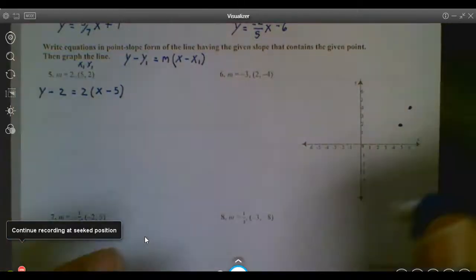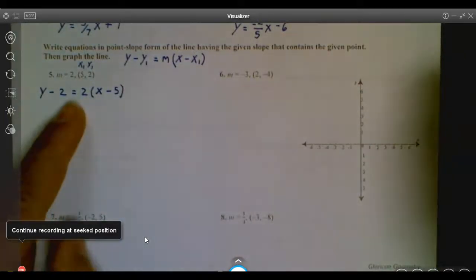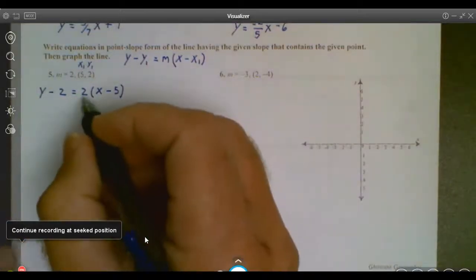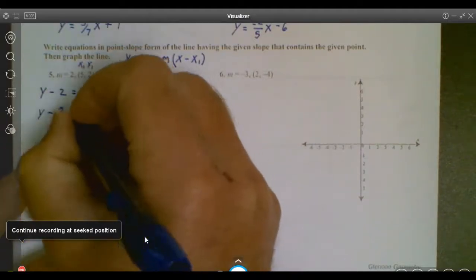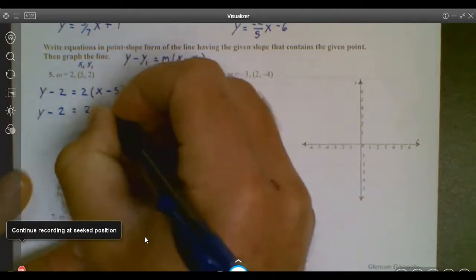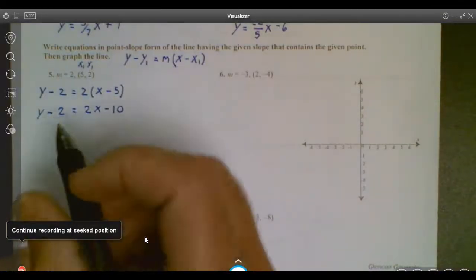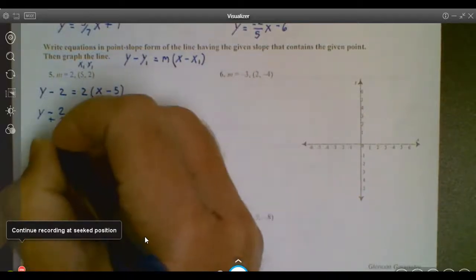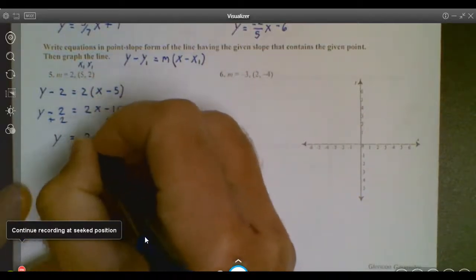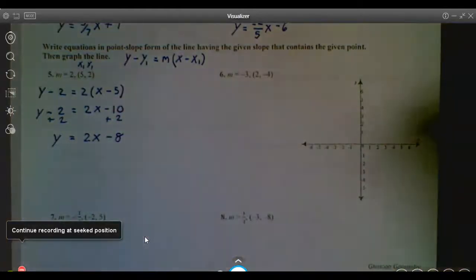I do want you to notice that we can easily take an equation that is in point-slope form and convert it to slope-intercept form. All you have to do is distribute this guy. So on the right side, if I distribute the 2, it would look like this. And then I'm just going to add 2 to both sides. So I'm going to put a little +2 here, a little +2 here. And what do we get?